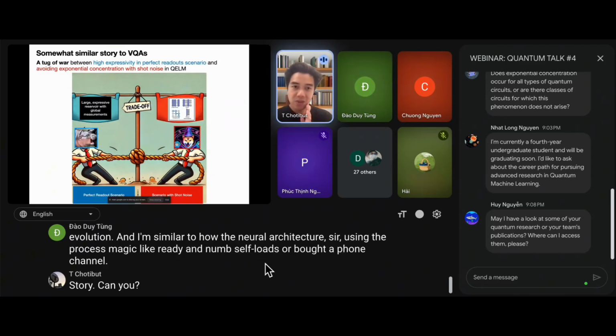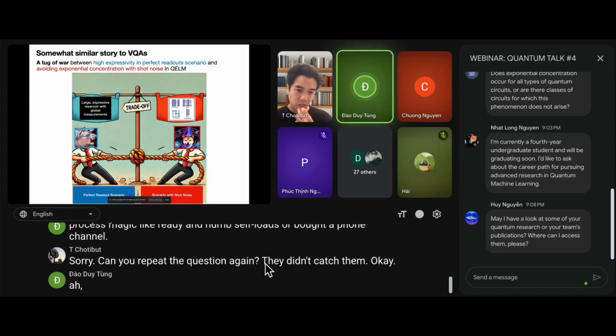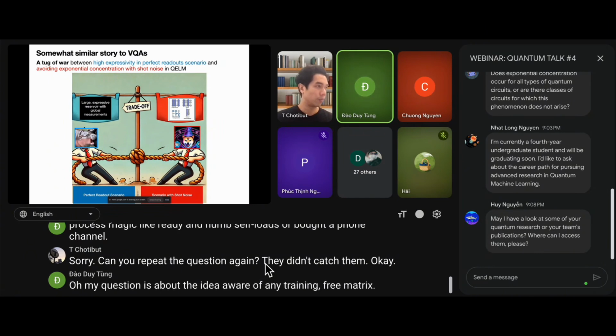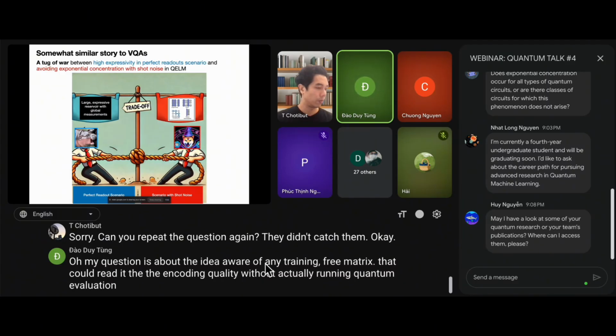Sorry, can you repeat the question again? I didn't catch that. My question is: are you aware of any training-free metric that could predict the encoding quality without actually running quantum evaluation?